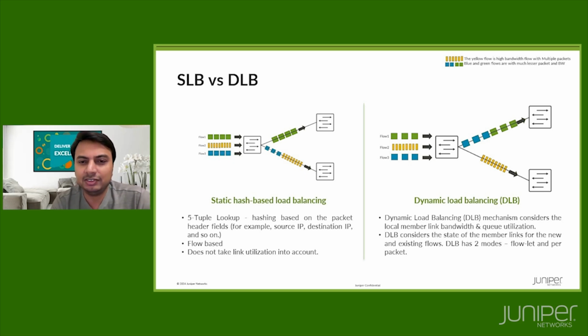The first one is assigned flow. Once it assigns the flow to a link, it continues to use that link until that flow is active.